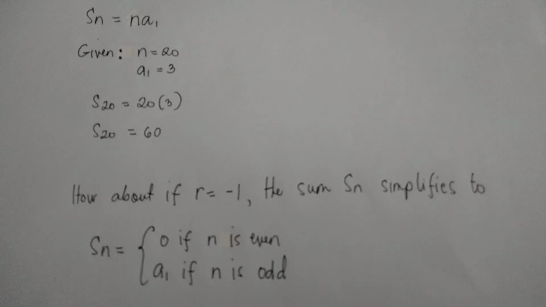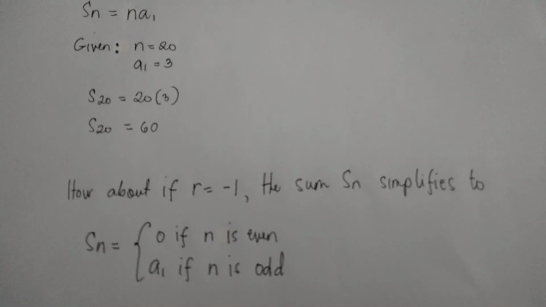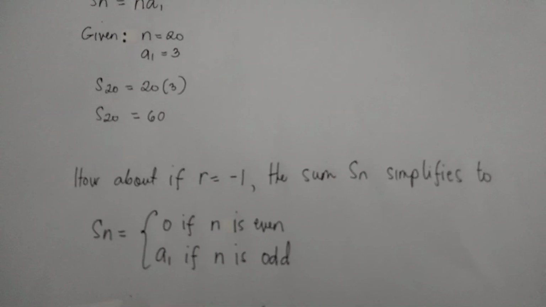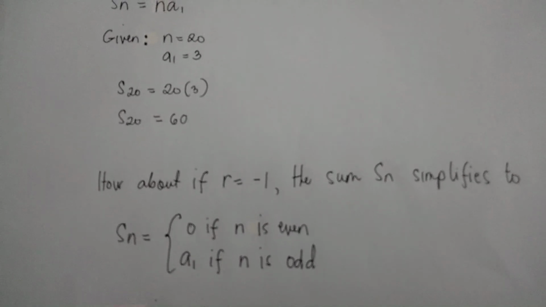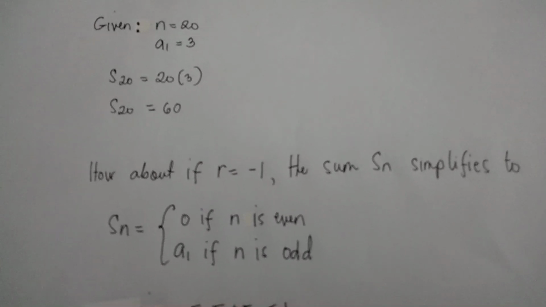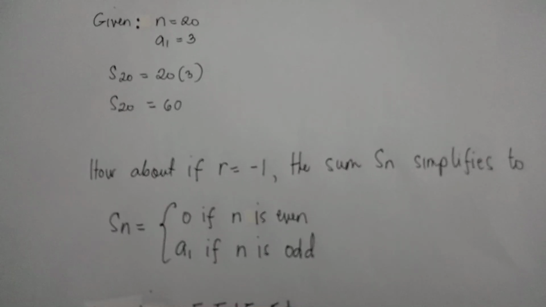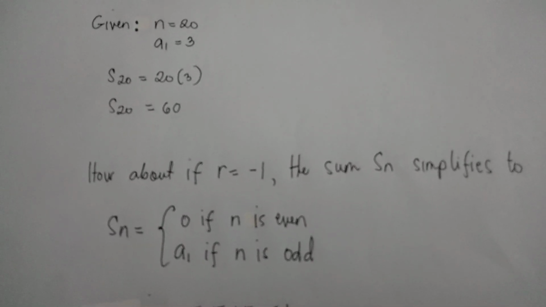How about if r equals negative 1? The sum S sub n simplifies to S sub n is simply equal to 0 if n is even. S sub n is also equal to a sub 1, or the first term, if n is odd.